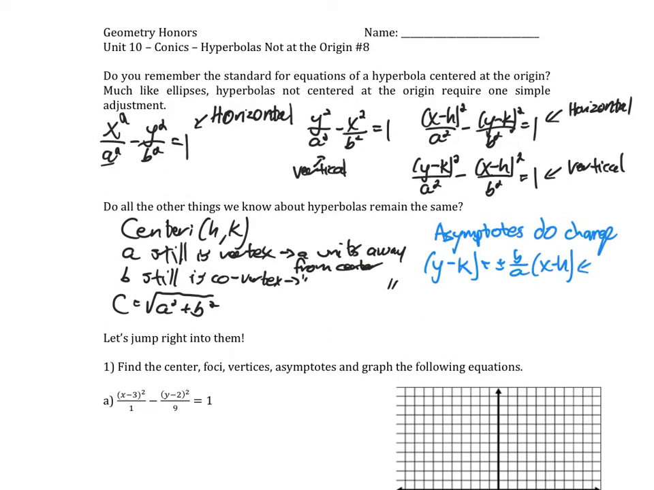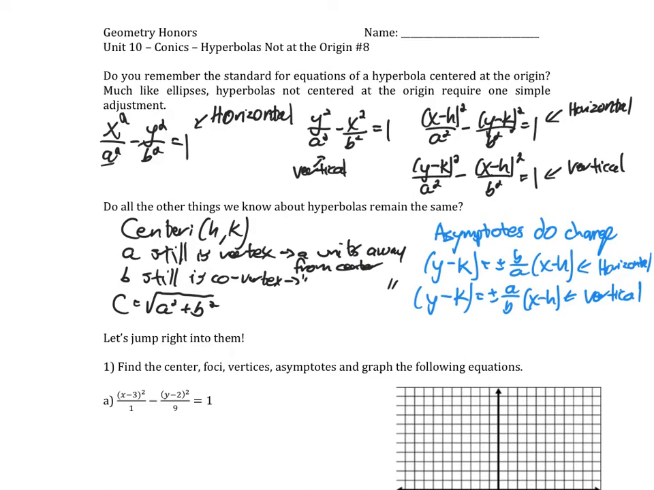So notice it's still b over a, but now we have to account for the center. That's your horizontal. And then as you can guess, it's y minus k equals plus or minus a over b times x minus h if it's vertical.